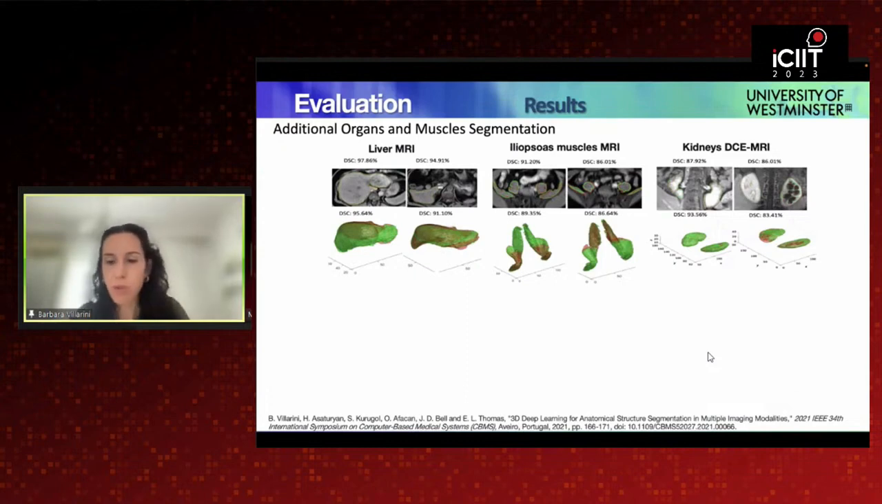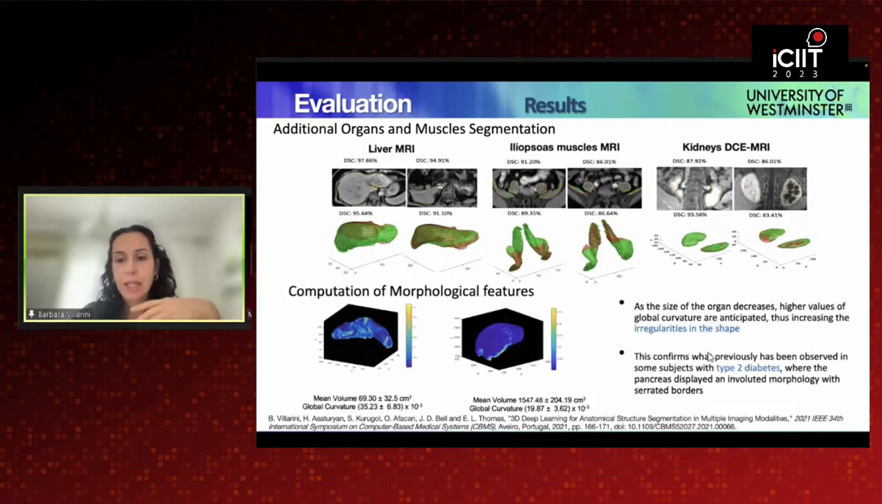Now, using our dataset and applying the proposed framework, we want to compute some morphological features. So we compute the volume and the curvature. The volume gives a measure of the organ dimension, while the curvature describes the organ surface and gives information about the level of smoothness and ruggedness, providing an indication about potential deformity of the organs.